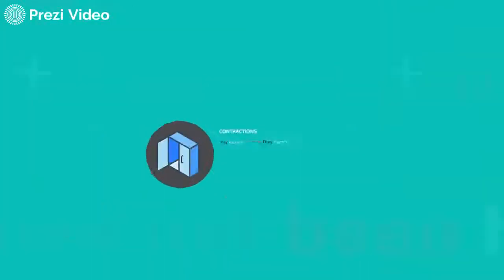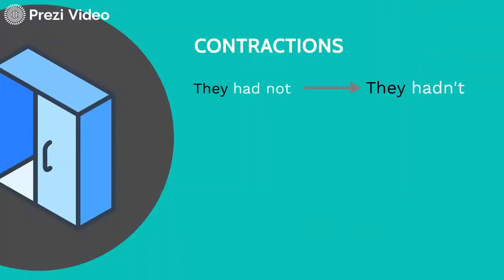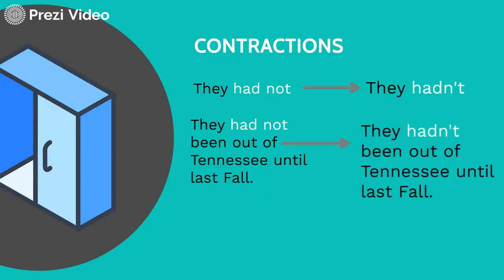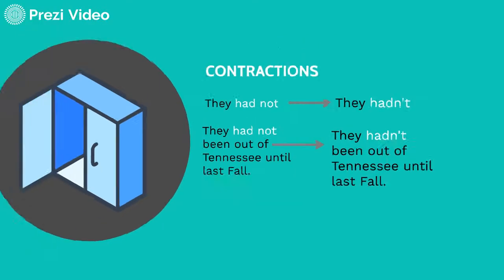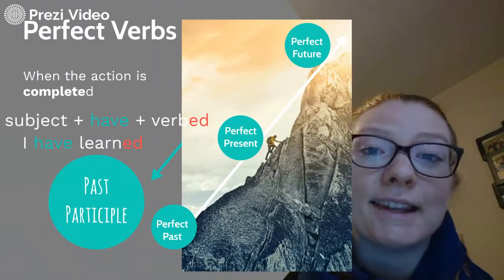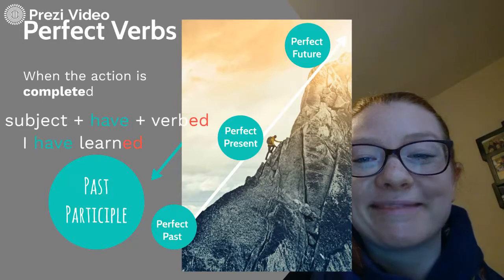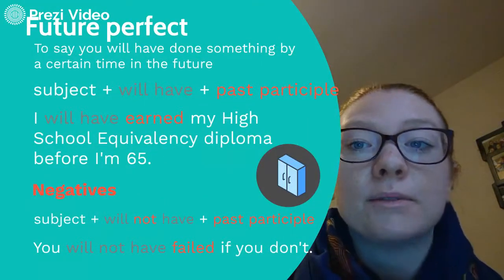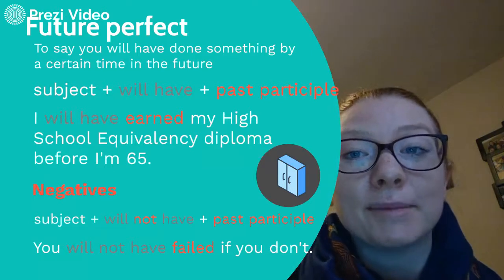All right. And contractions in the negative, had not can be turned to hadn't. They had not been out of Tennessee until last fall. It's going to turn into they hadn't been out of Tennessee until the last fall. And let's jump into the perfect future. I love that.